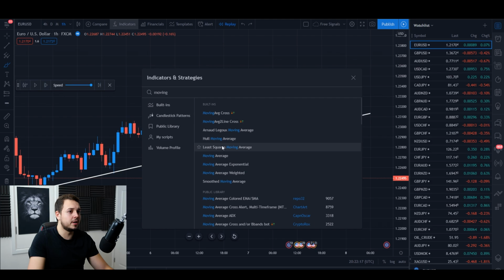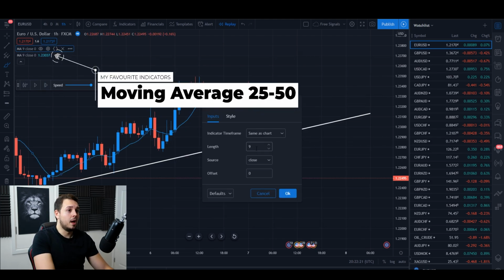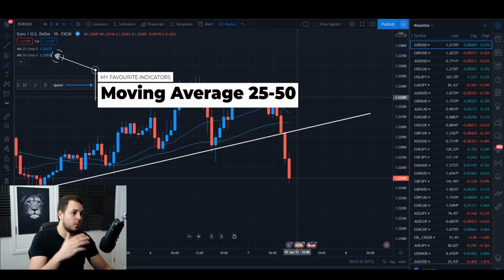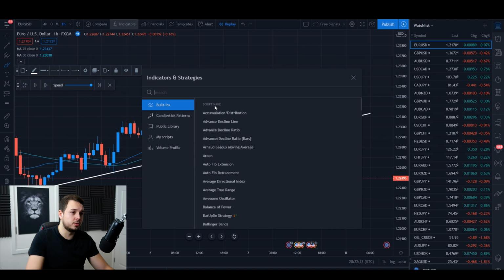We need a few moving average indicators. I usually use 2 or 3. The first length is 25, the second is 50. These are my favorite ones. These are my go-to indicators, and I cannot recommend them enough. If you want, you can also use the 200 moving average.